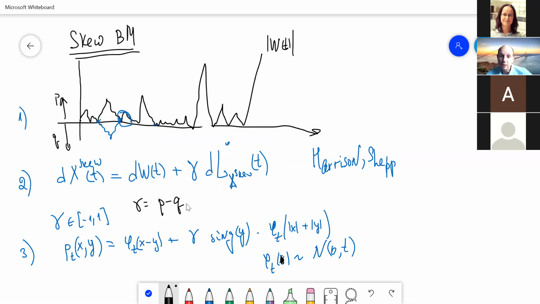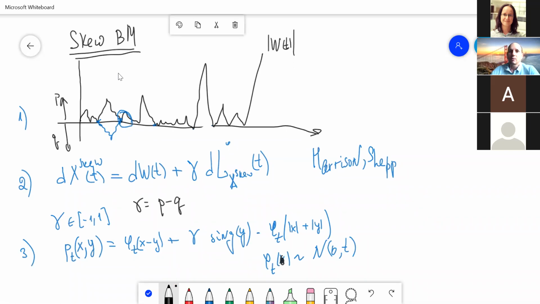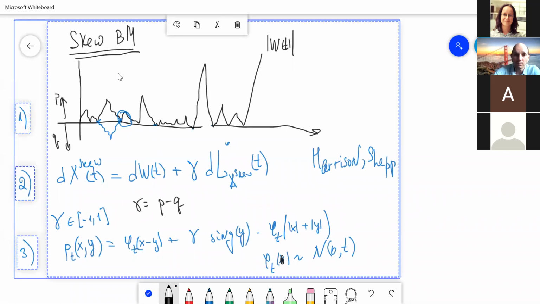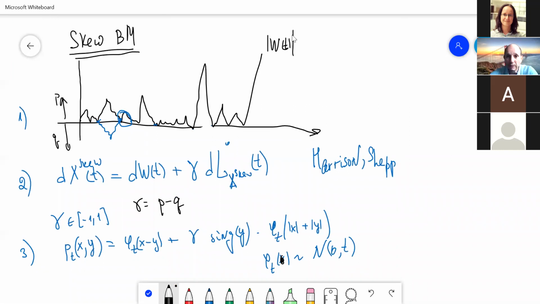I will also give a martingale representation for skew Brownian motion, but a little bit later. And now let me give you a link between some limit theorems for random walks and skew Brownian motion. The first result is probably due to Harrison and Shepp.